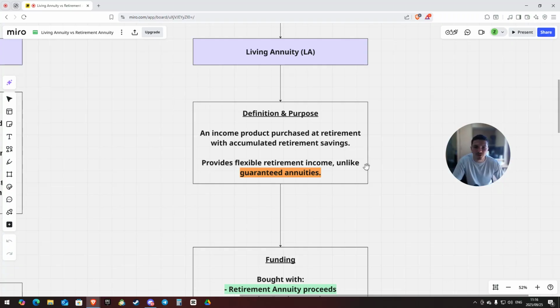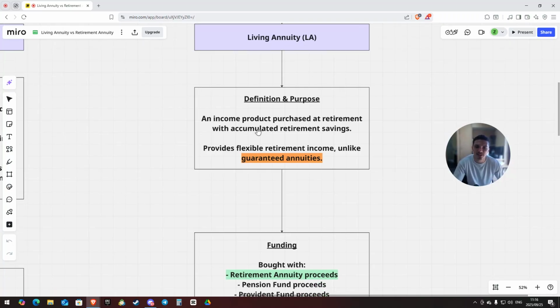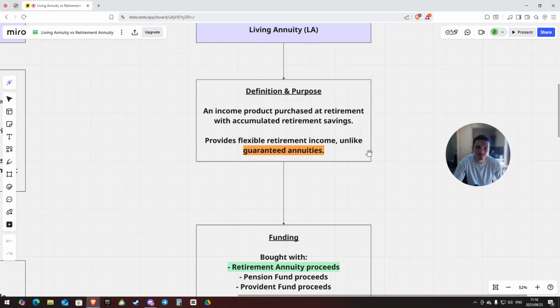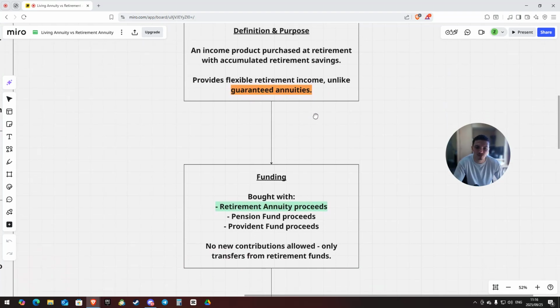But at the same time, you never get to see that full lump sum of money that you made for retirement. Okay. But in terms of a living annuity now, it's an income product purchased at retirement with accumulated retirement savings, as we spoke about. It provides flexible retirement income, unlike the guaranteed annuity, which we also just spoke about.